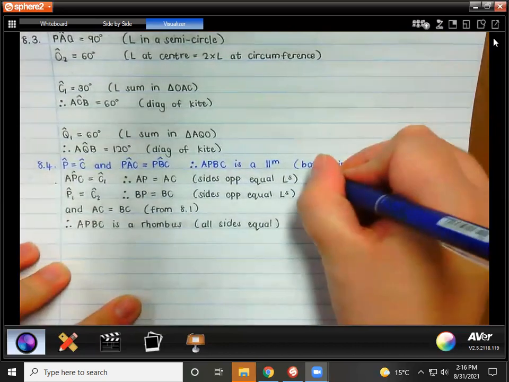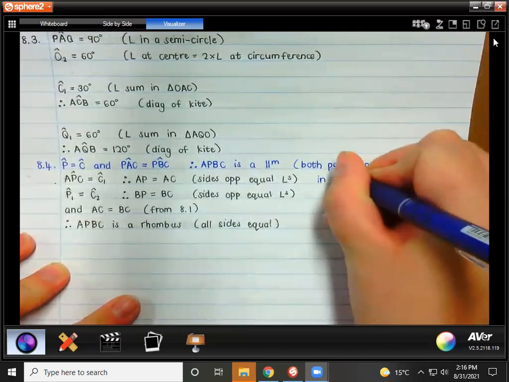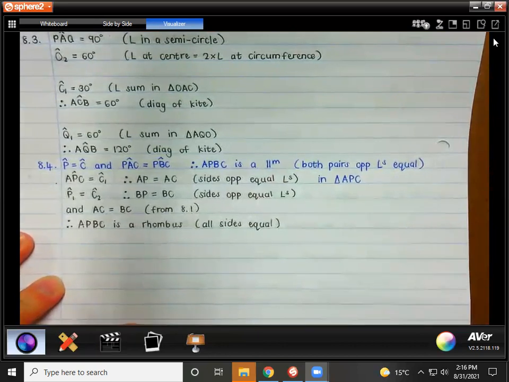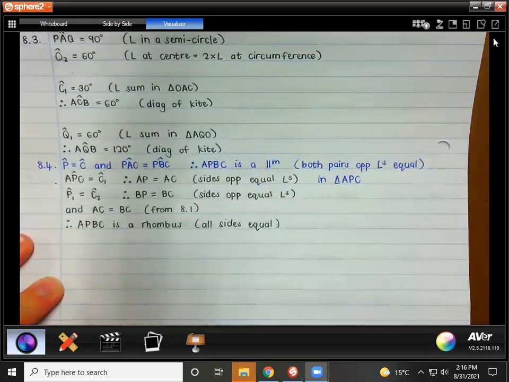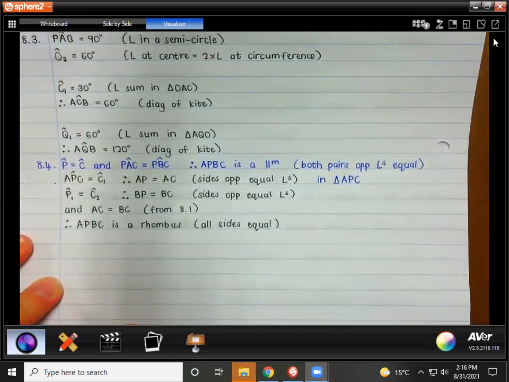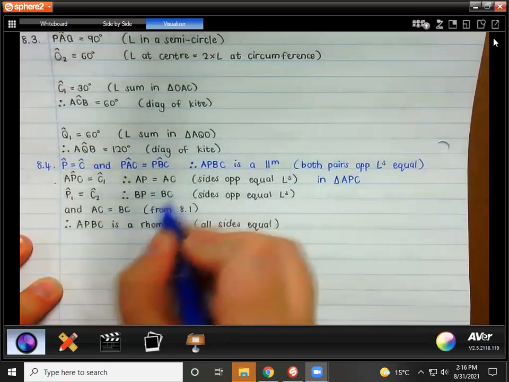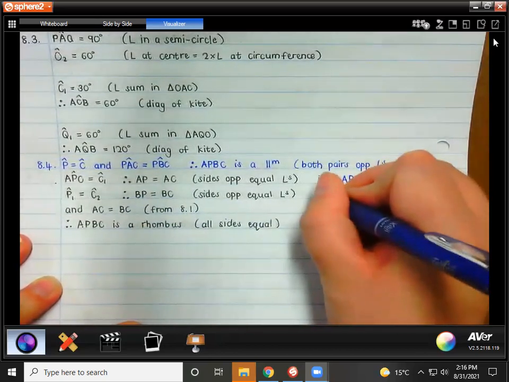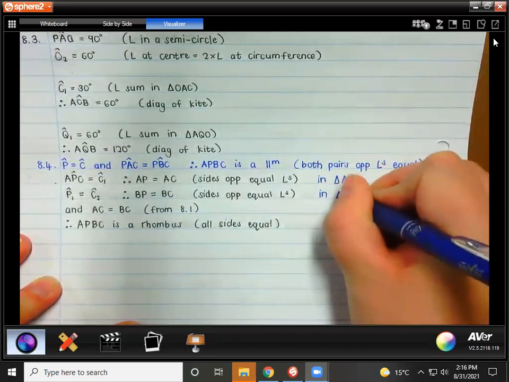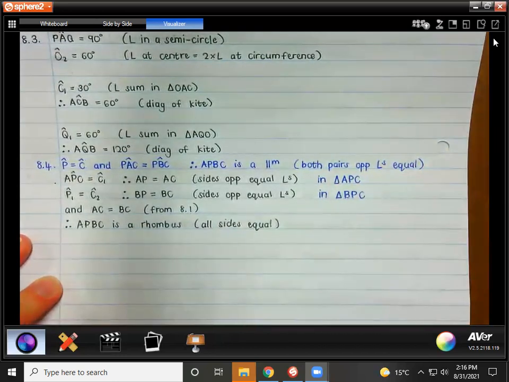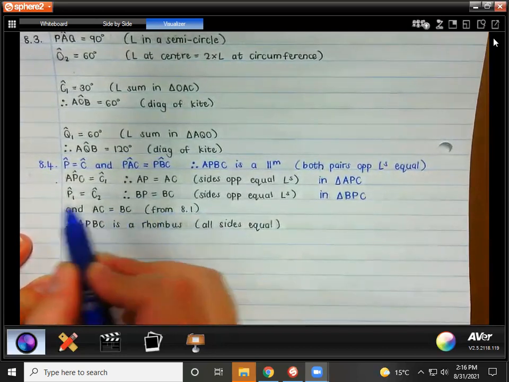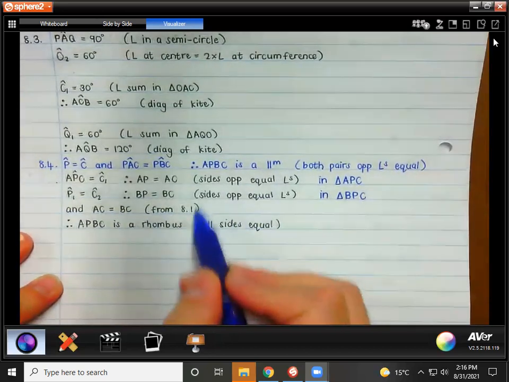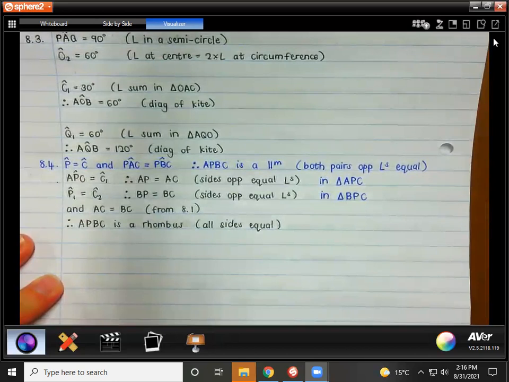Okay, I'm just going to write here. This was in triangle APC, which you don't have to add, but just maybe if you're looking over this again, that was what we were looking at there. Then in the bottom triangle, P1 and C2, they were also both equal to 30 degrees. So the opposite sides are equal again, because of sides opposite equal angles. This was now in that bottom triangle, triangle BPC. You didn't really have to write this down, but I just rewrote that AC was also equal to BC. And that was from 8.1. We used that reason there already.